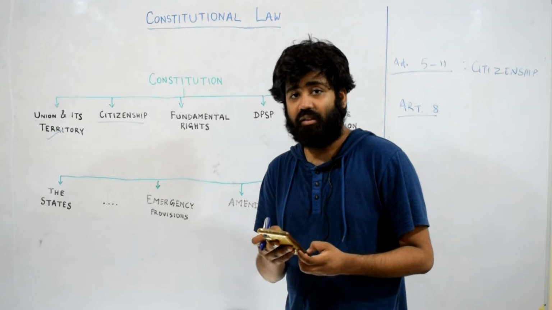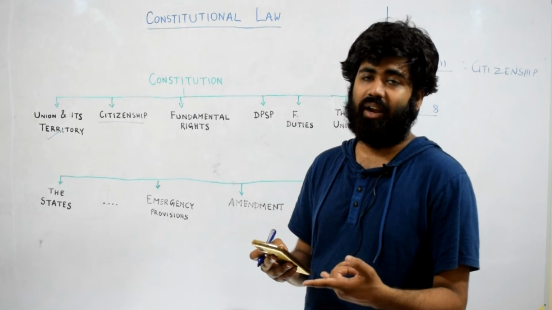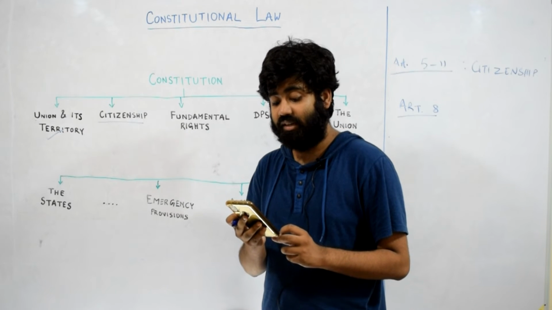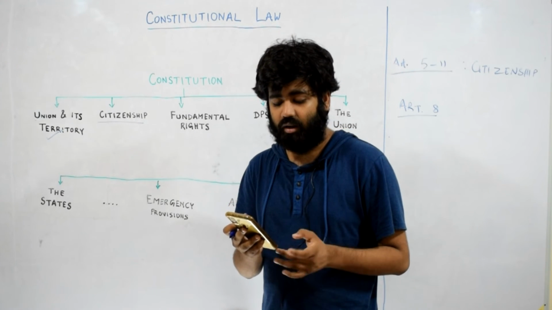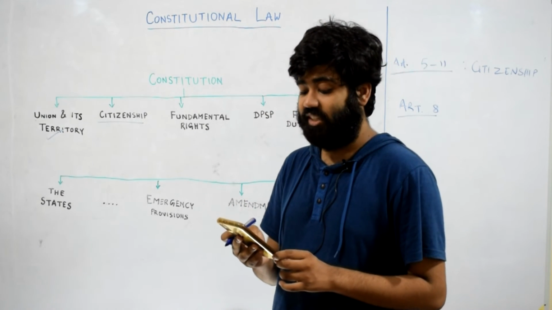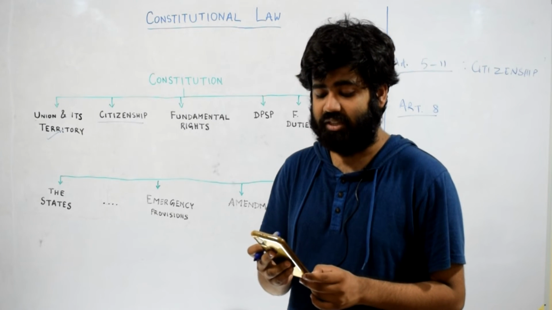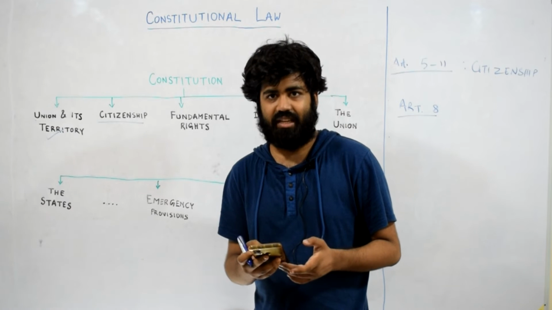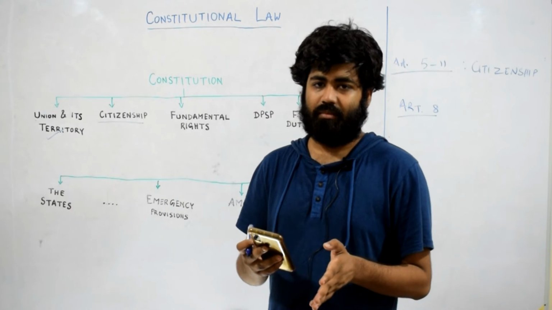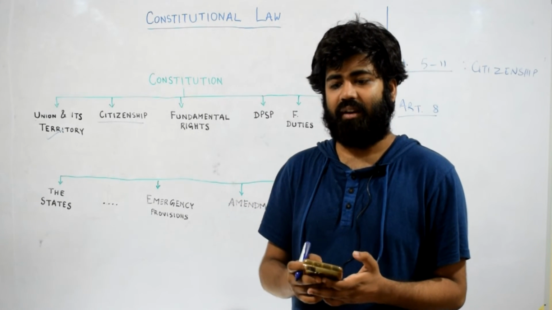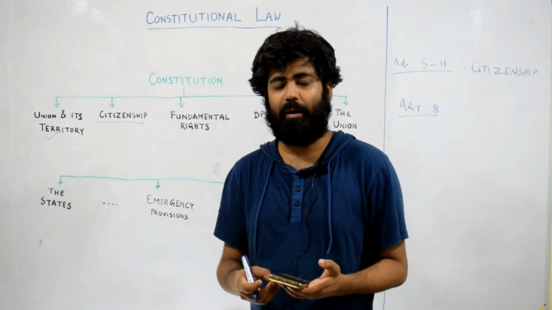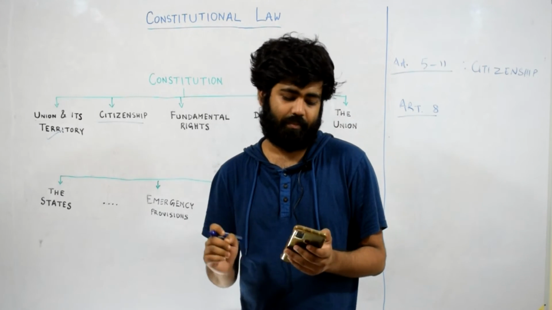Article 11. This is also relevant in the discussion in light of the Amendment Act. It says nothing in the foregoing provisions of this part shall derogate from the power of the Parliament to make any provision with respect to the acquisition and termination of citizenship and all other matters relating to citizenship. So it says citizenship as a matter shall rest with the Parliament to legislate upon, and the Parliament shall have absolute rights to legislate.